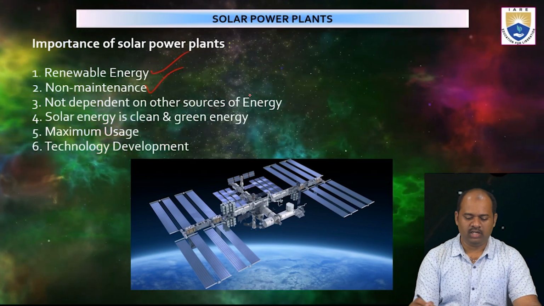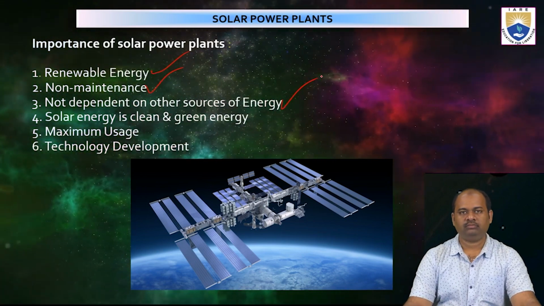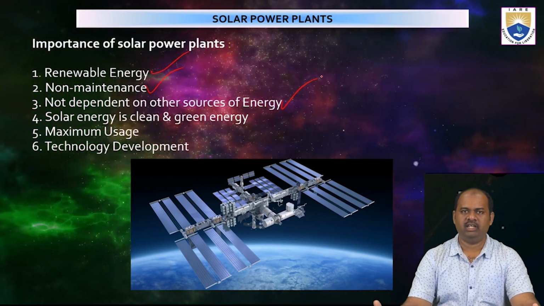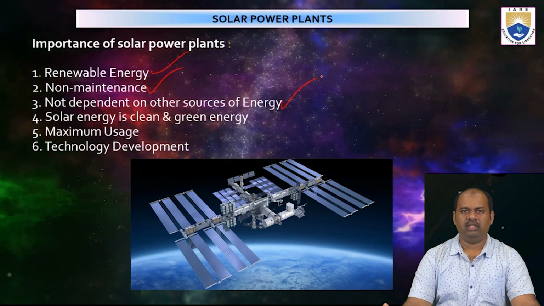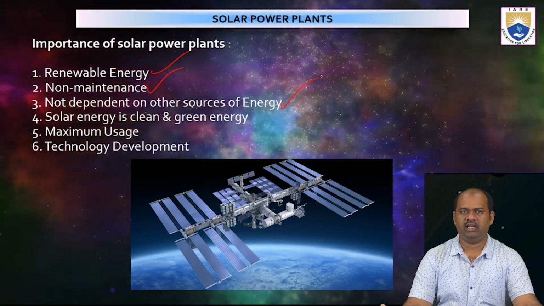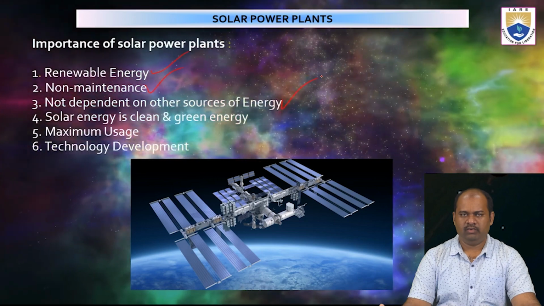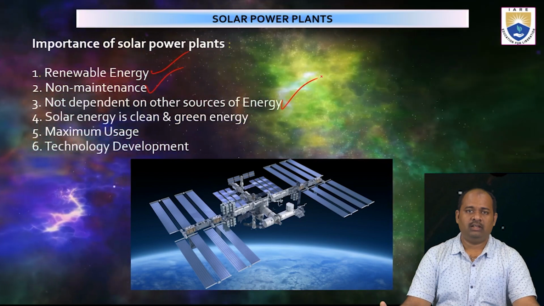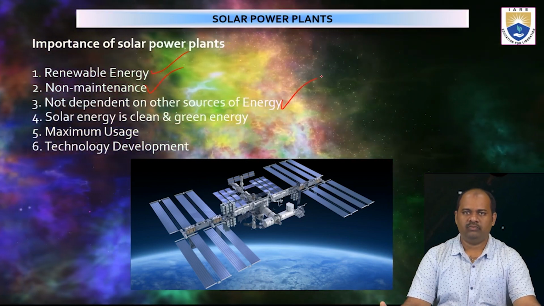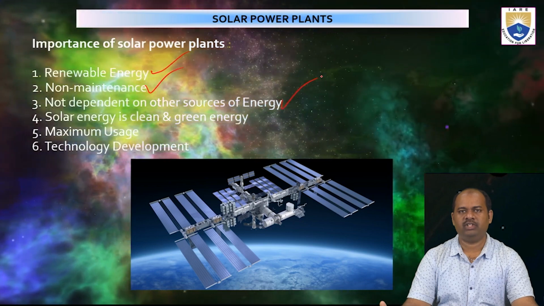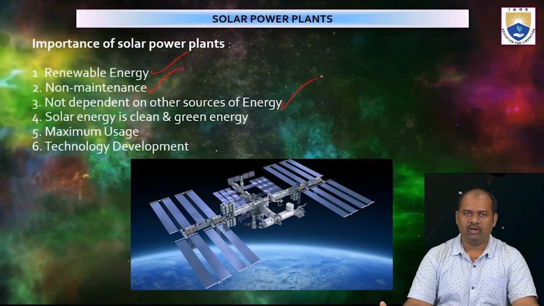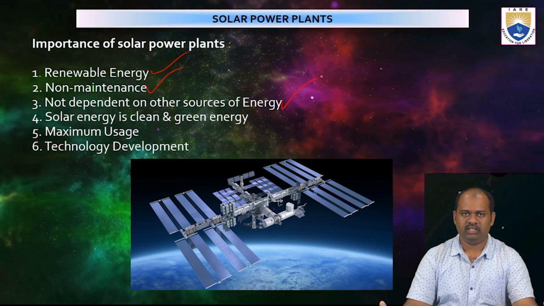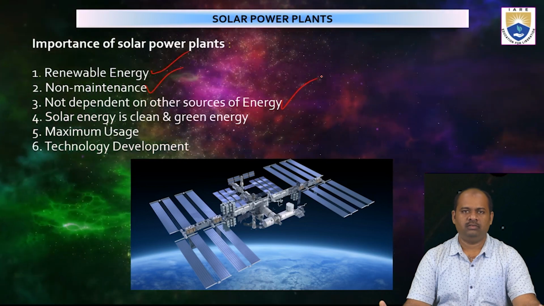And the next, third point is that it is not dependent on other sources of energy. Solar energy itself is an independent source of energy, generated by the sun, and this energy is directly converted into electrical energy. In the case of a thermal power plant, first we have to take the coal and burn it, and the heat emitted from this coal is used to boil the water. The water after boiling is converted into steam. This steam will be fed onto the turbines.